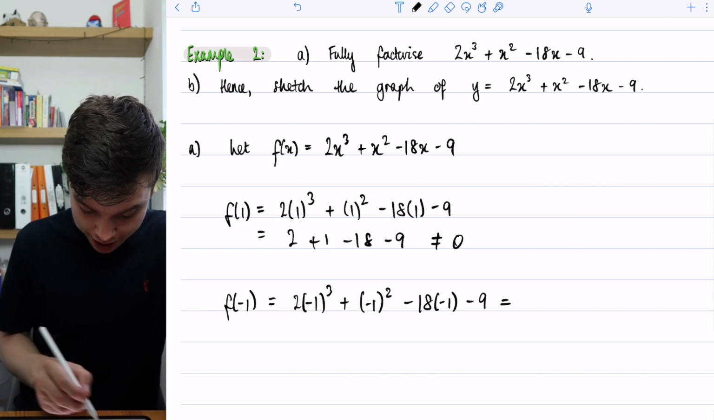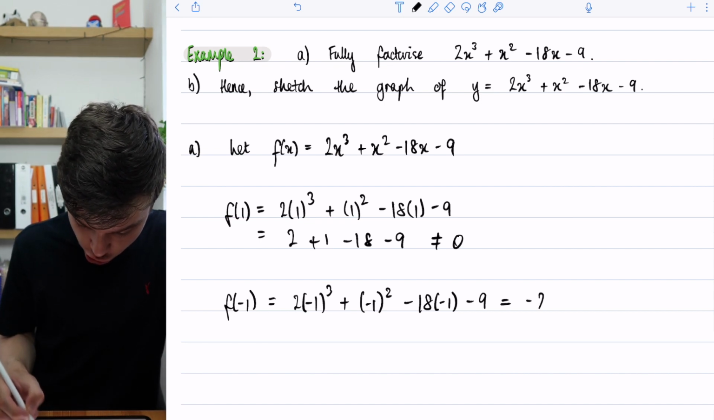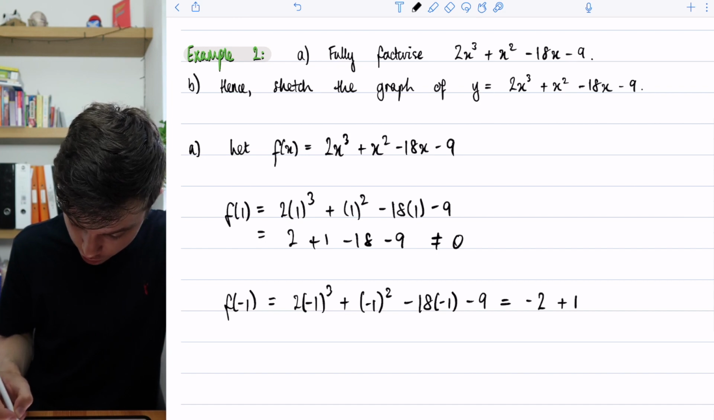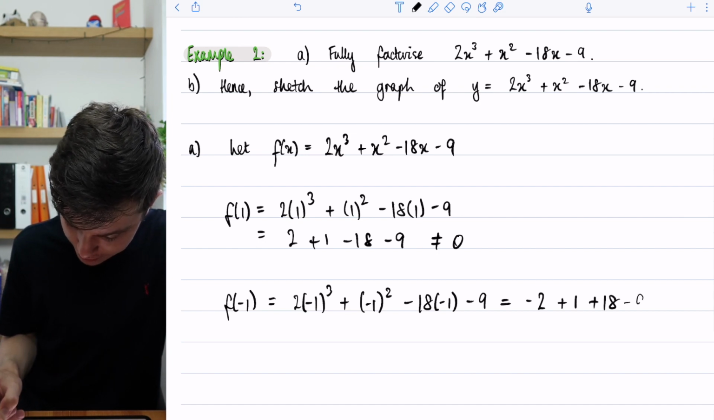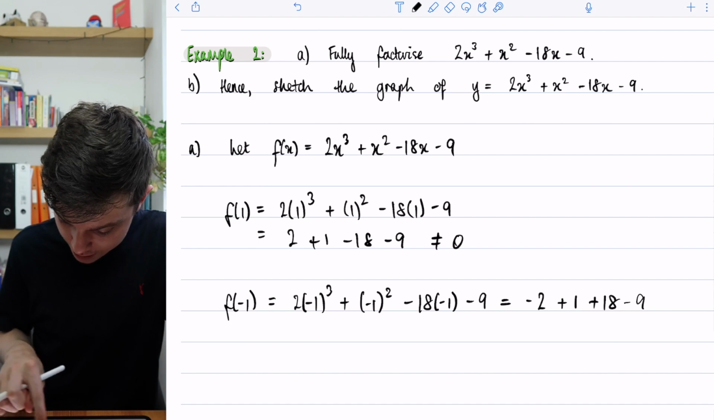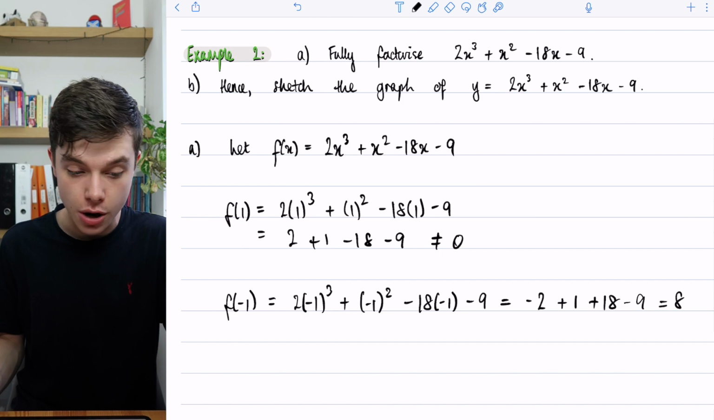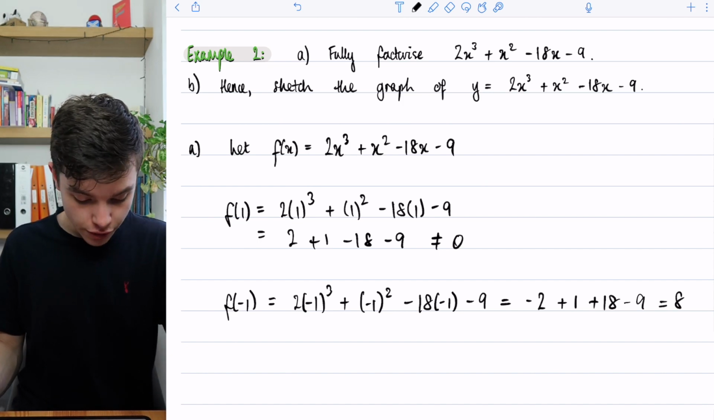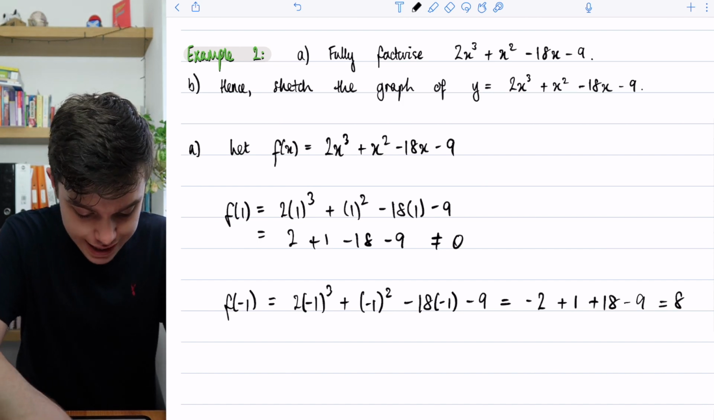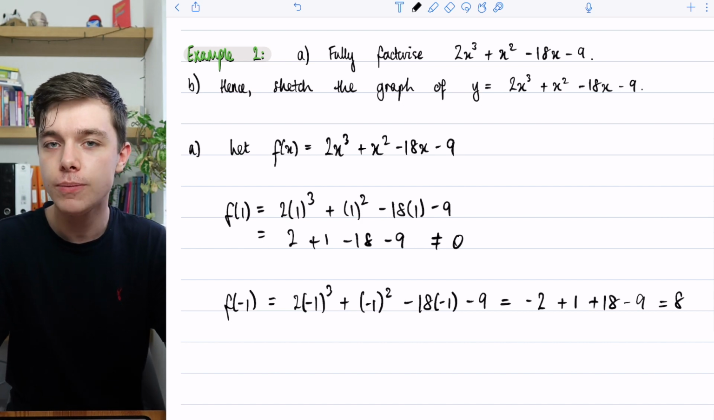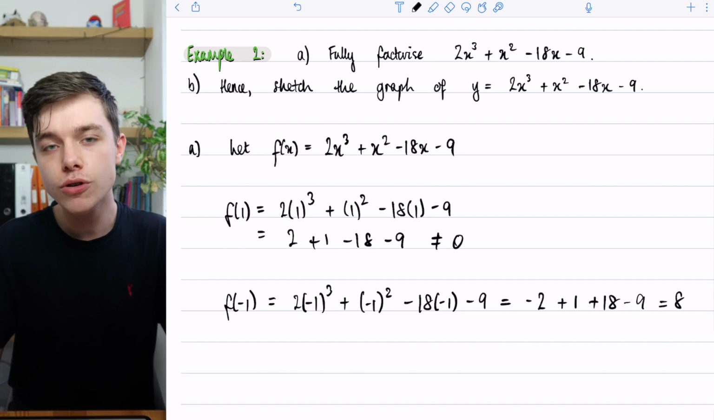So when we substitute that, we get minus 2 plus 1 plus 18 minus 9, and that's going to give me 9 minus 2 is 7 plus 1. Yeah, that gives me 8. So again, that's no good, okay? You can try some other values as well. If you go further down, I'll give you a hint, that's not going to help. You need to go further up and do some trial and error.